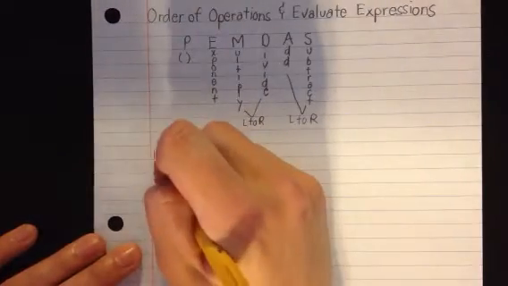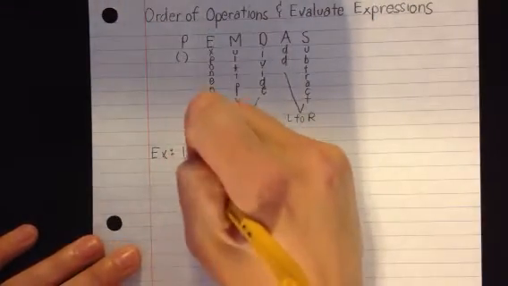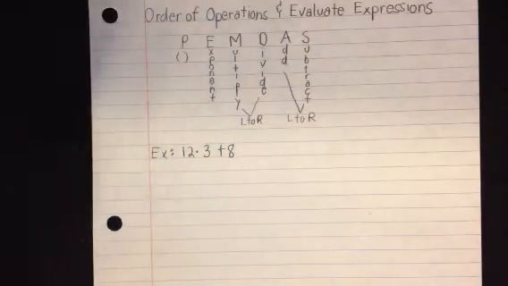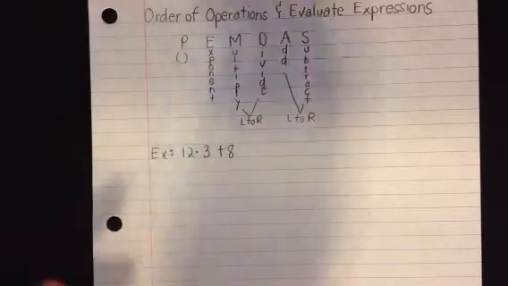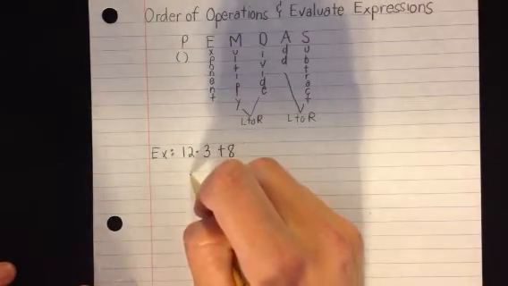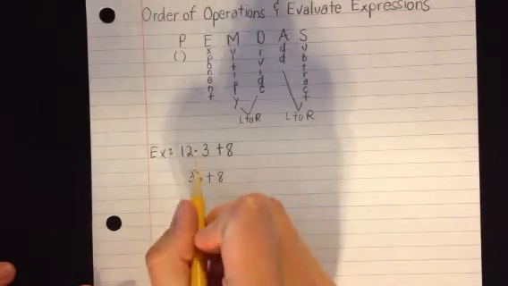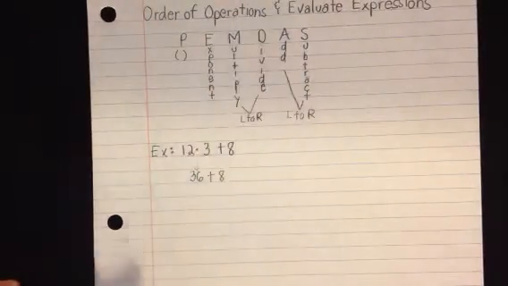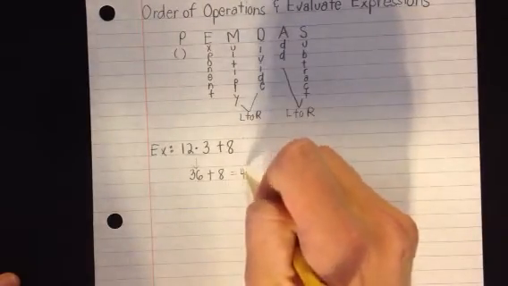So first example, we've got 12 times 3 plus 8. So I want you to get into the habit of thinking about PEMDAS. There's no parentheses, there's no exponent, multiply. Yes, we have multiplication. We've got 12 times 3, and 12 times 3 is 36, and then drag down the plus 8. So now we've only got one operation, and we just perform that operation. 36 plus 8 is 44.